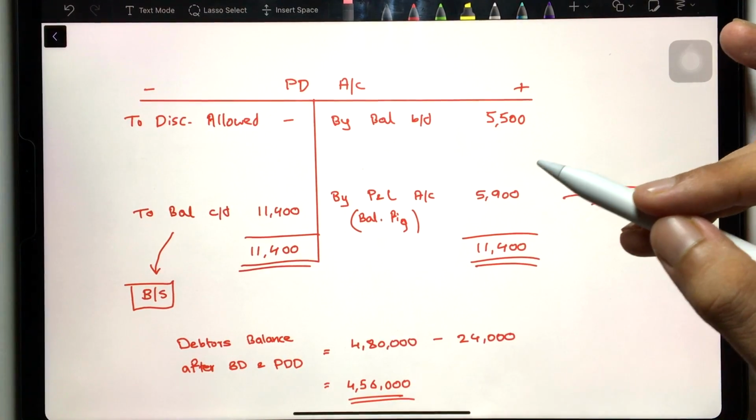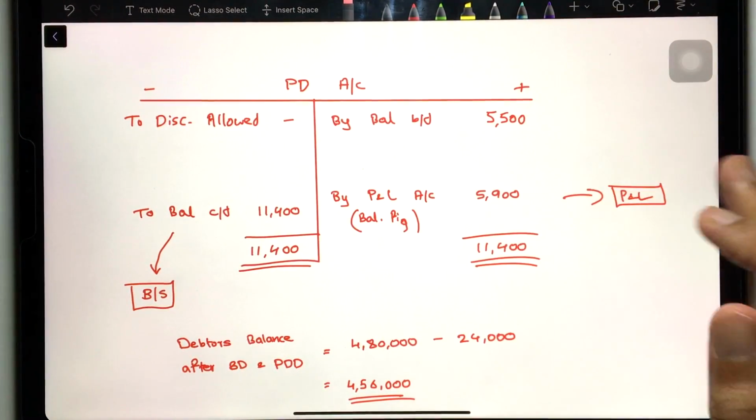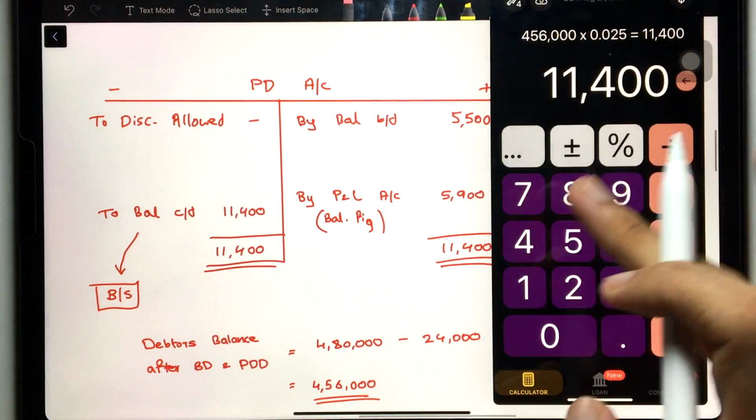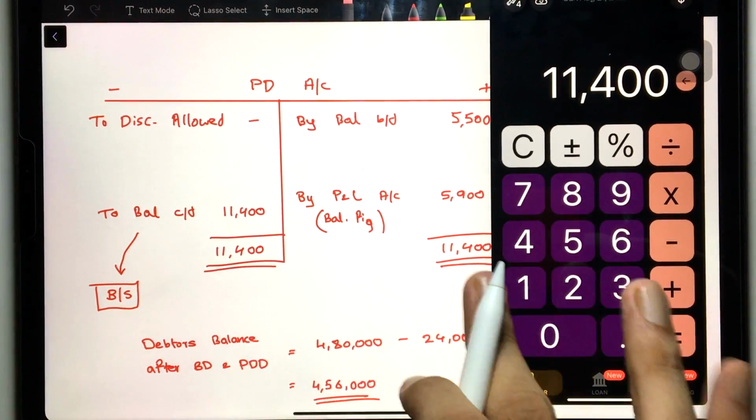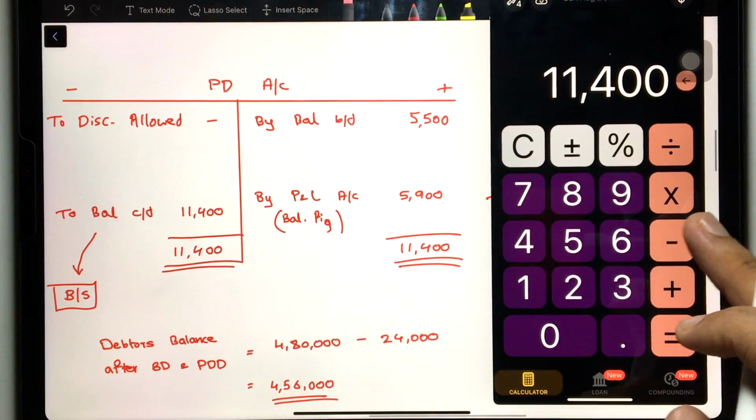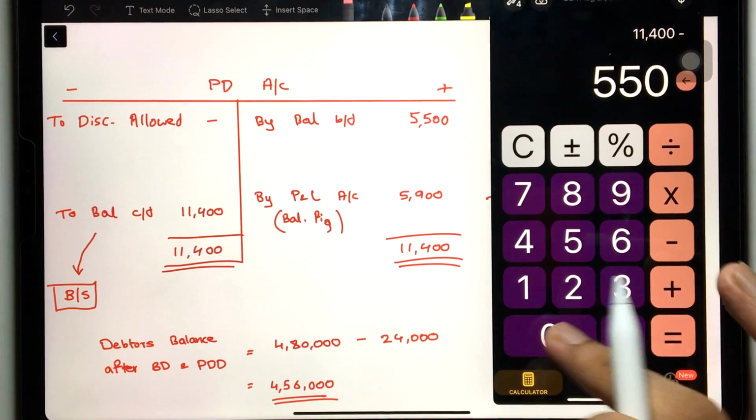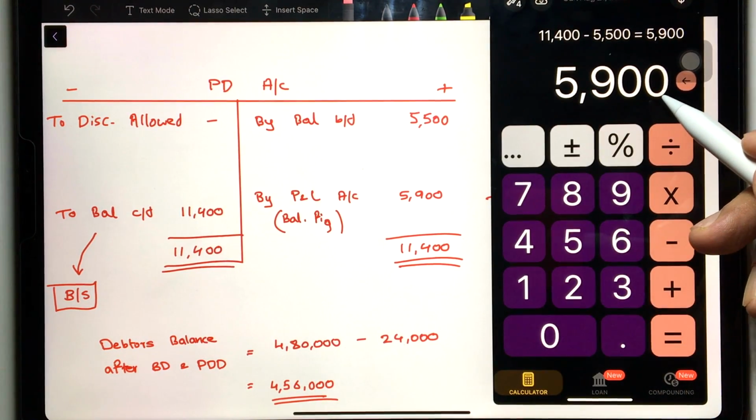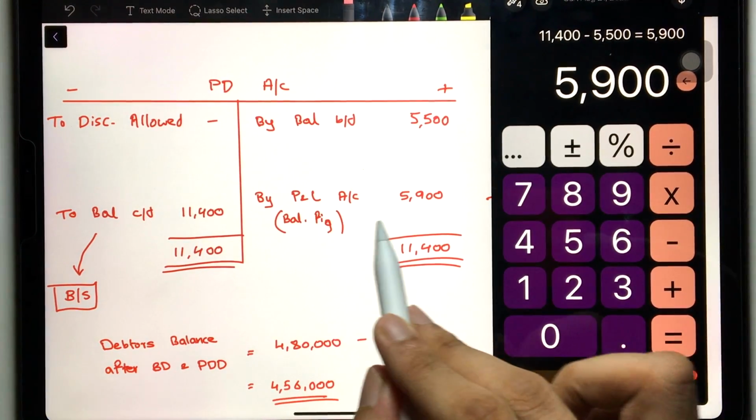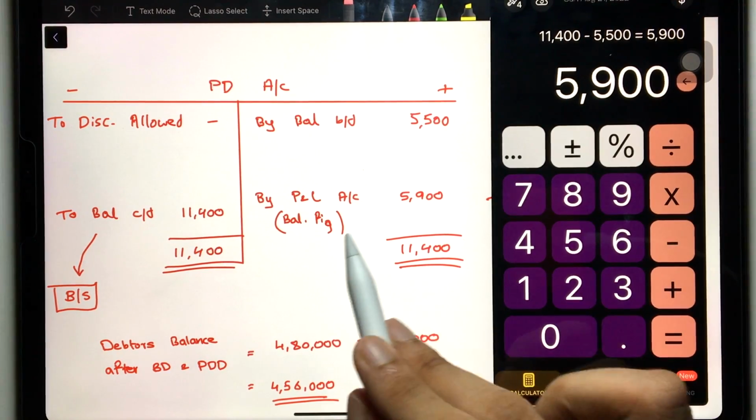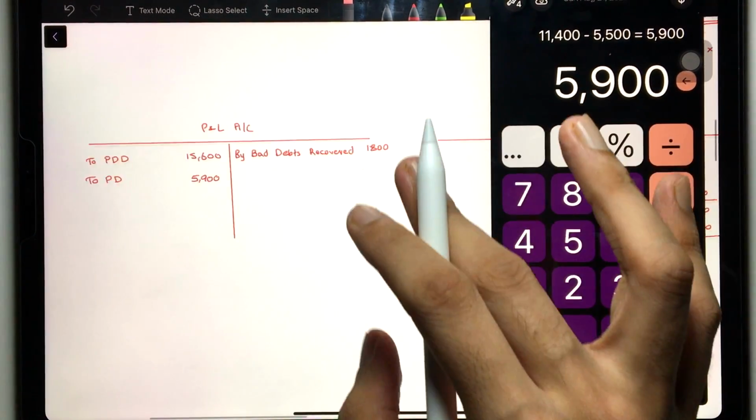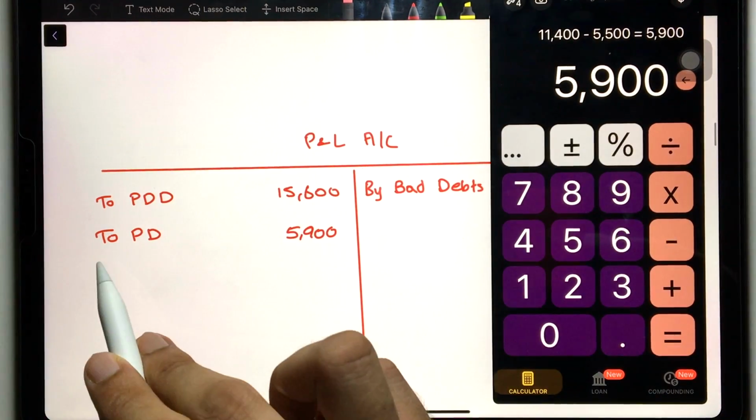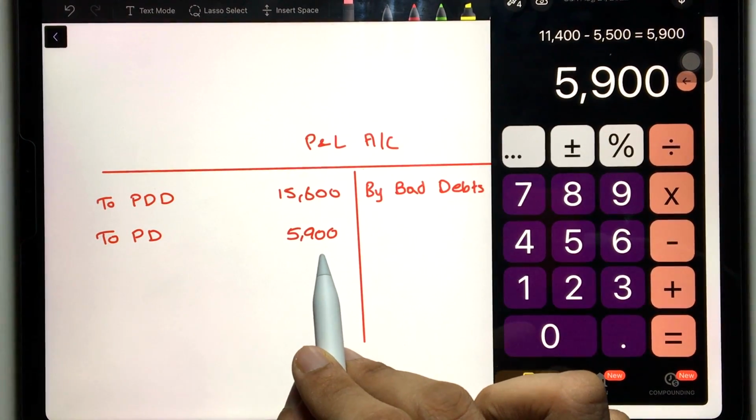Now, as a balancing figure, you have to see the P&L effect the same way. That is, 11,400 is bigger, so 11,400 on both the sides, and 11,400 minus 5,500, that's equal to 5,900. So by profit and loss account, 5,900. This is the balancing figure. Now this will go to profit and loss. You can see in the profit and loss what will happen to provision for discount, 5,900.